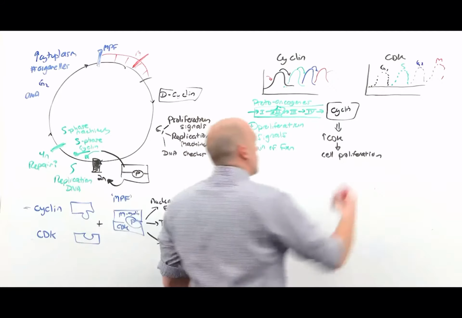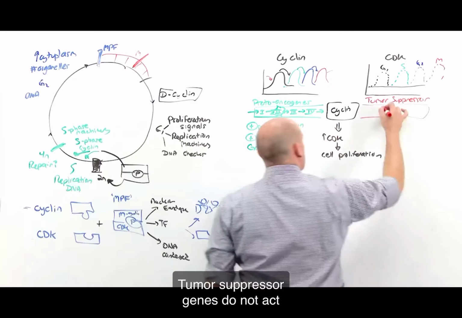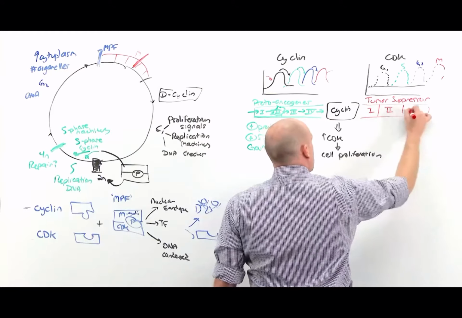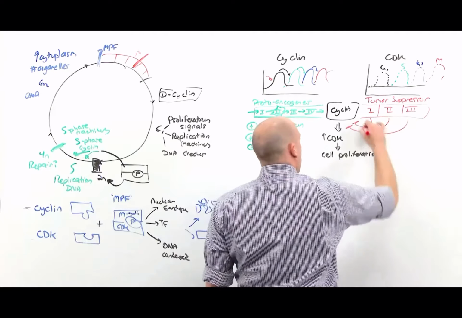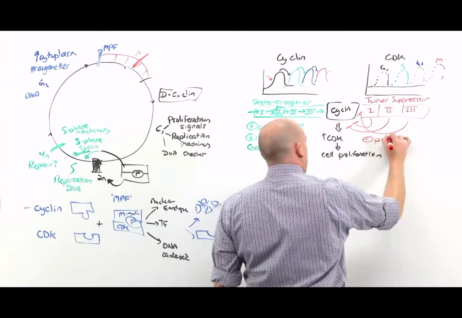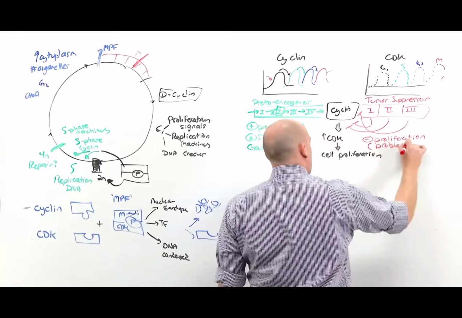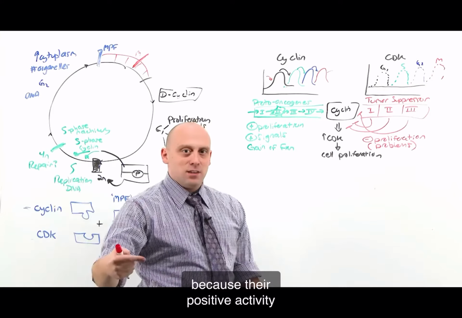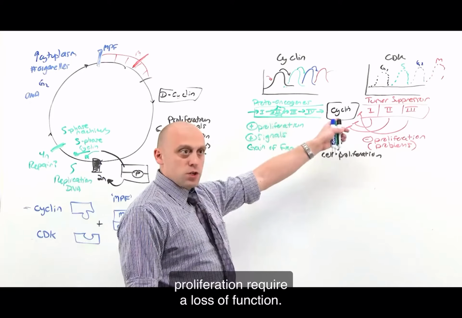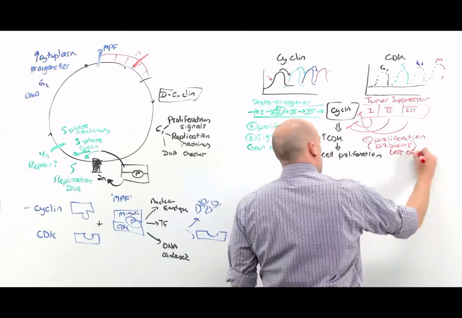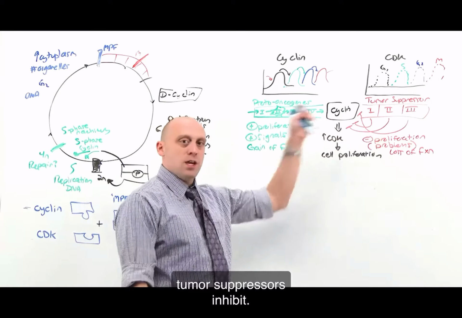On the other side are tumor suppressor genes. Tumor suppressor genes do not act in sequence or cascade. These are the cell cycle checkpoint regulators. They're also the things that check for problems. They are anti-proliferation. And what the tumor suppressors do is generally look for problems. Because their positive activity results in the arrest of the cell cycle, mutations that would result in unregulated proliferation require a loss of function. Generally, that means both genes need to be knocked out. Proto-oncogenes move forward, tumor suppressors inhibit.